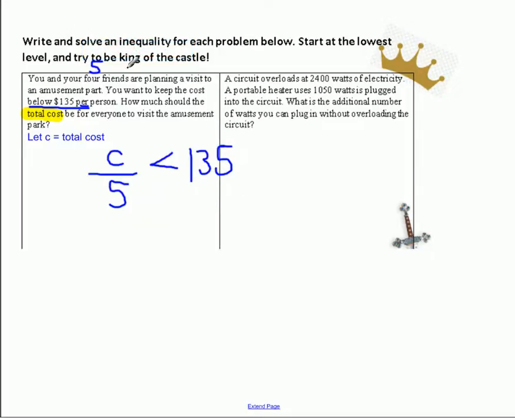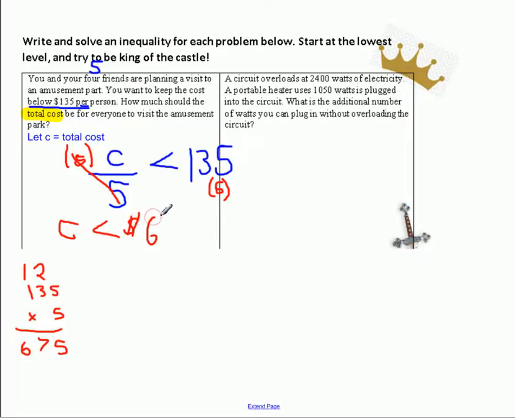Whew, that was a little tricky one. Since this is a division problem, you have to solve it by multiplying. Ran out of room, sorry, should have moved it over. C is less than, what's 135 times 5? 675. Ooh, a lot of money. $675. So I have to keep the total less than $675 for each one of us to only pay $135.